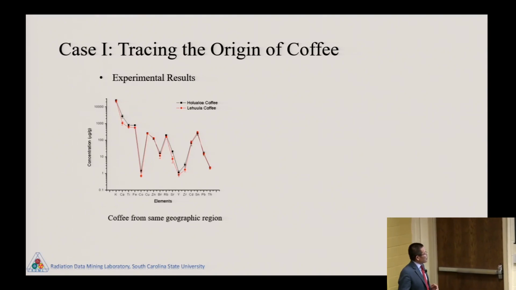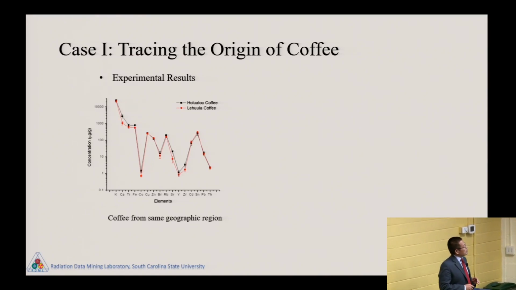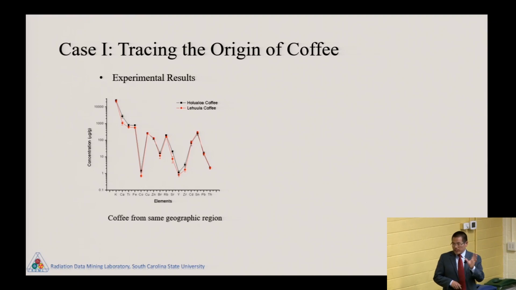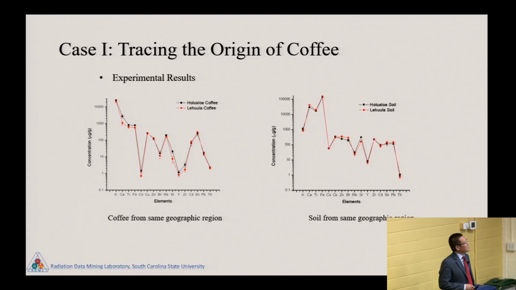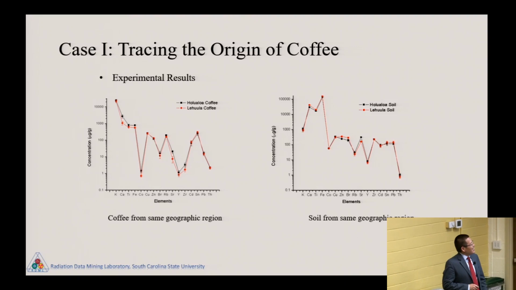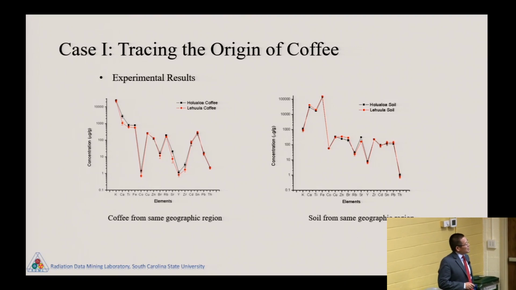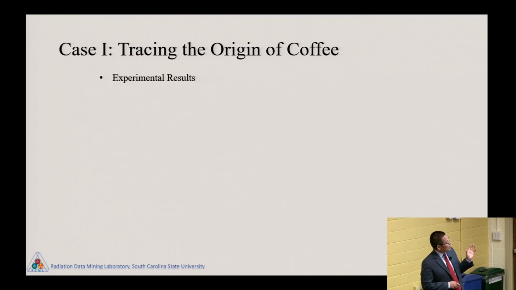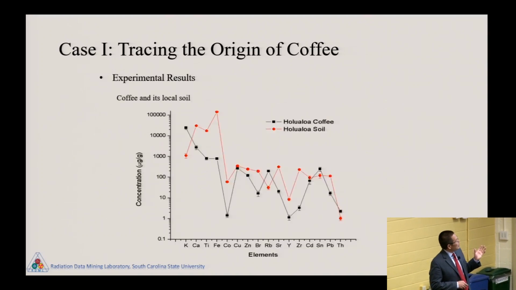And this is coffee from the same geographic region. This is all Hawaii coffee. These two farms are actually about 7 miles apart. I visited them, and it cost a lot of money. And here is the Nevada soil and the Hawaii soil. Look, the soil is very similar. The coffee is also very similar. But if you compare coffee and soil, it's different.